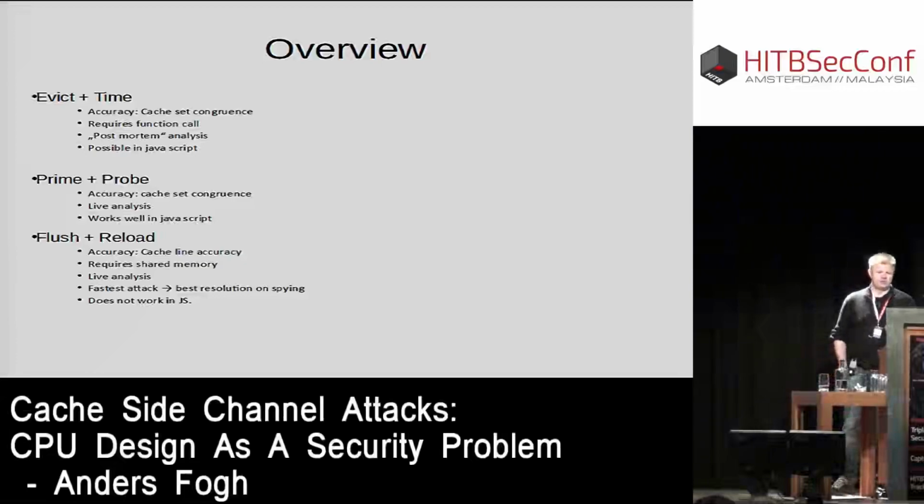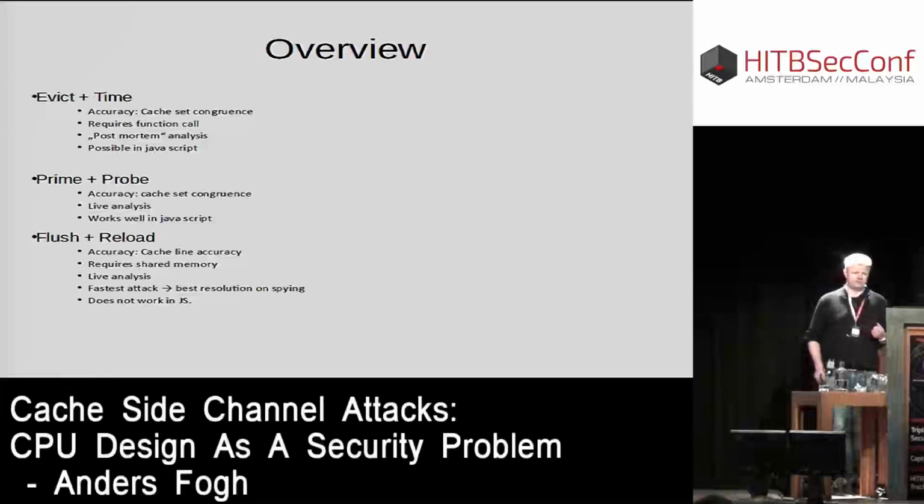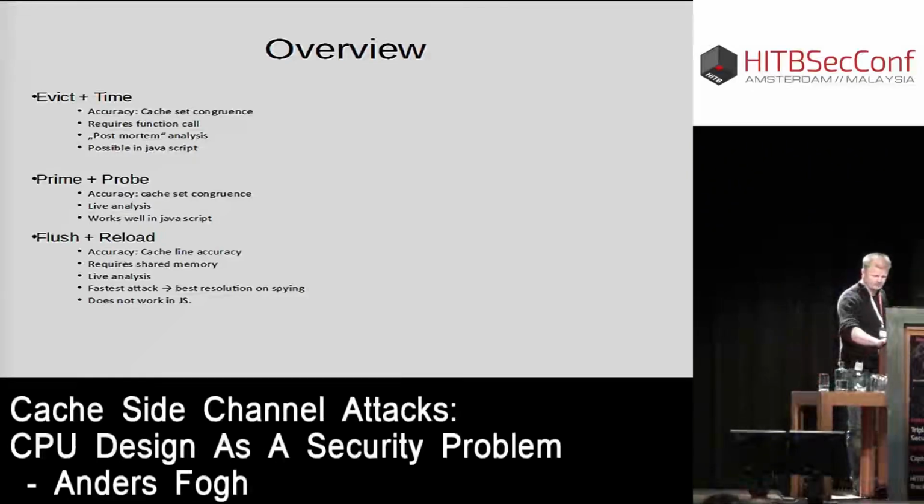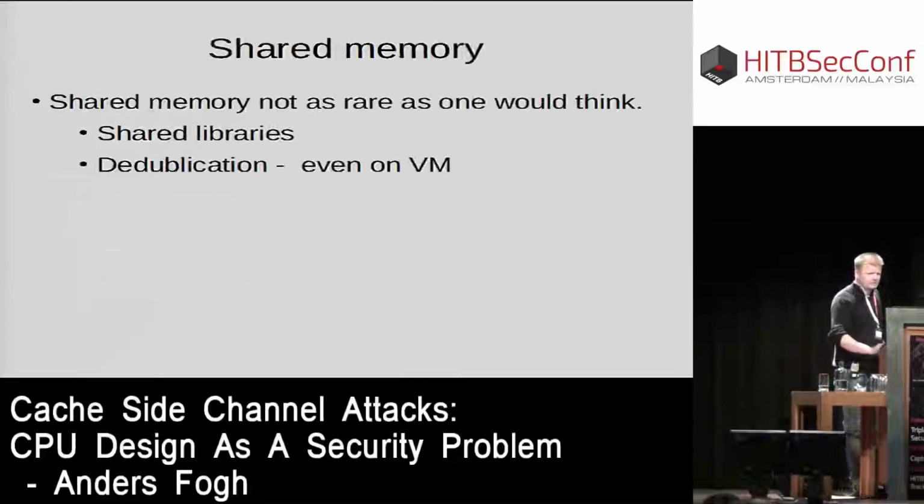Finally, flush and reload. The accuracy is down to cache line accuracy. We get this accuracy because we share memory with the victim. Again, it's live analysis, and there's another advantage of this attack. That is, it's faster than prime and probe. Faster means that you get better temporal resolution when you're spying, meaning that if you're spying on a crypto algorithm and want to get real nitty-gritty data, you're better served with flush and reload than prime and probe. Flush and reload doesn't work in JavaScript. Well, it actually does, but it's not very useful. So I let this point stand in my slides.